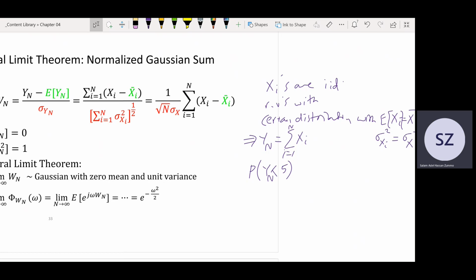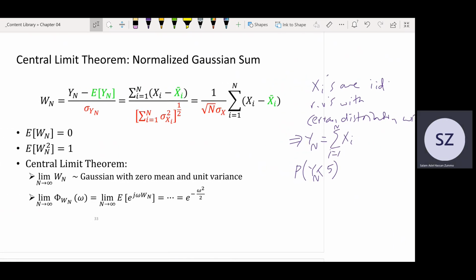So what is this equal to? Normalized, right? This is equal to the table of what? 5 minus the average of yn, right? It's the average of yn, divided by sigma yn, right? Now you have the table and you have the value. You need to find this and this.